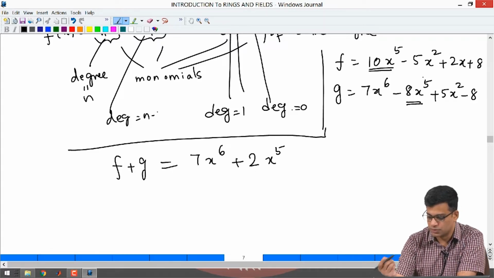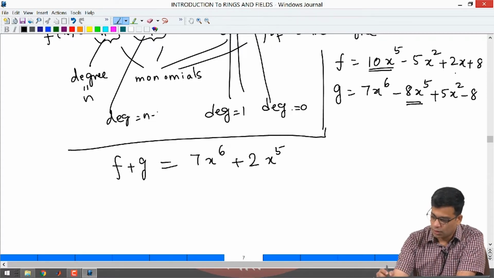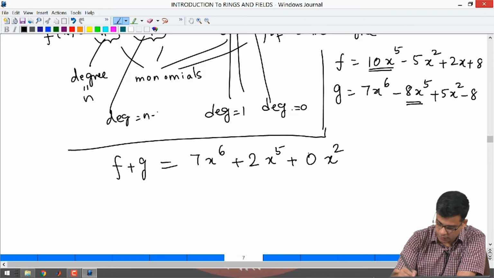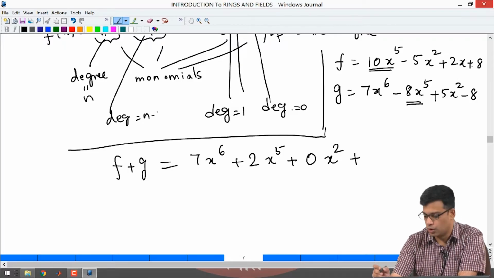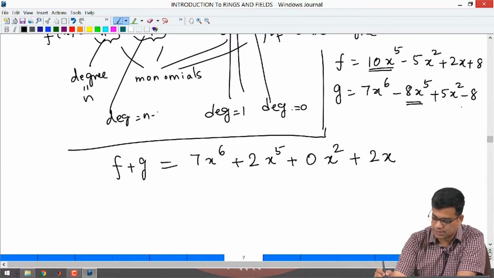There are no other terms until x squared. So x^4 is not present in both, x^3 is not present in both, but x^2 is present in both, and the coefficients are minus 5 and 5. So this is just 0x^2. I am writing it now, but we do not need to write it in general. And now next we have to compare x terms. There is x in f, no x in g. So that is just 2x, and we have 0.